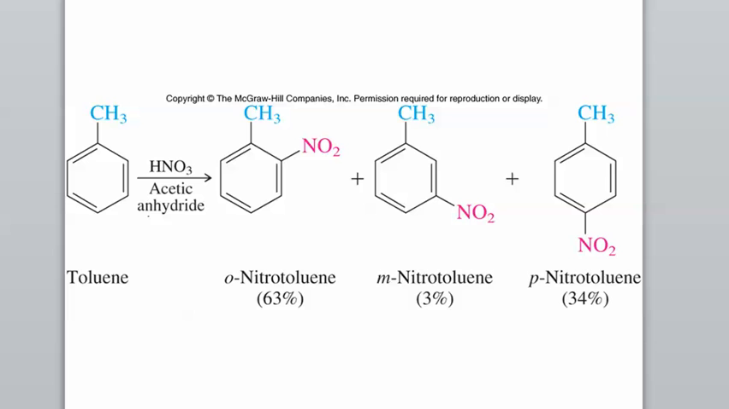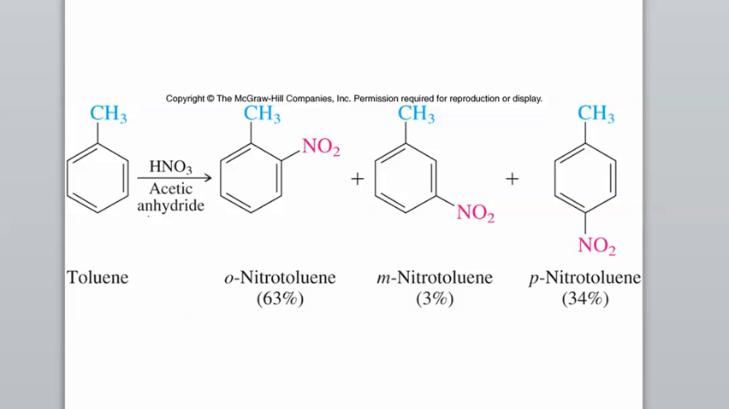And if we didn't know any better, we might imagine we would get all of these in decent amounts. But if you look at those percentages, you see that whereas we get a lot of the ortho and a lot of the para, we don't get very much meta-nitrotoluene. That tells us this reaction is not a good way to make that meta isomer. We don't get very much at all.